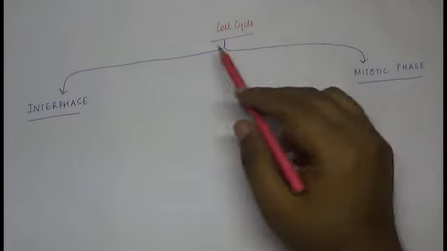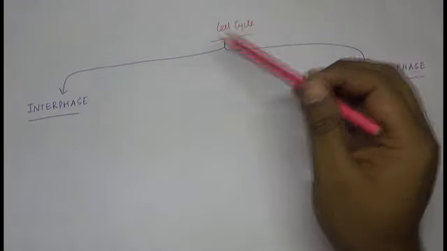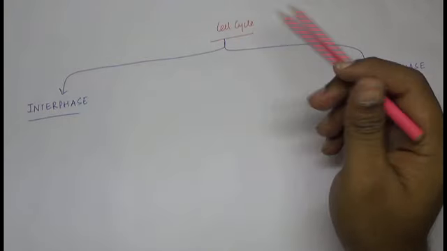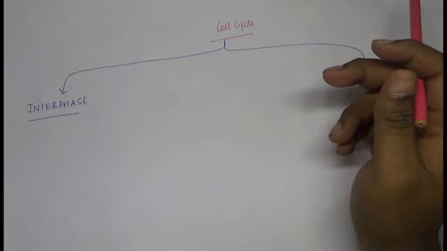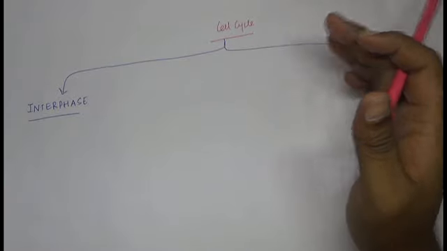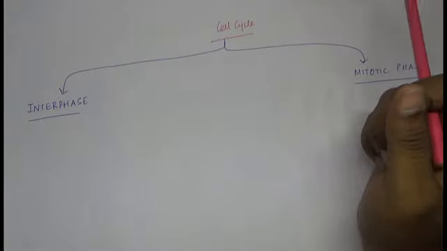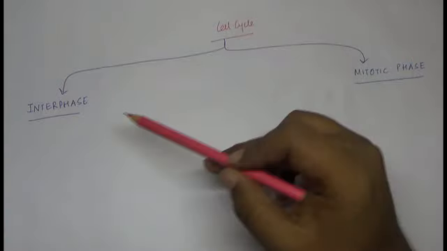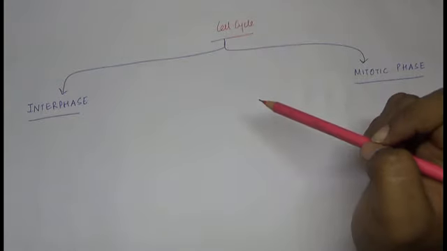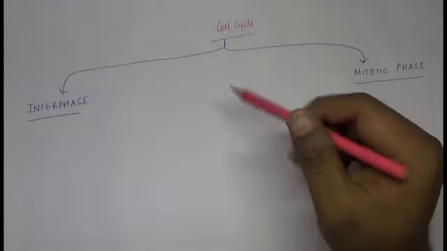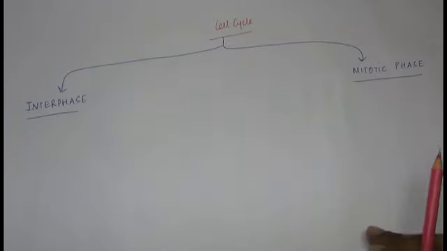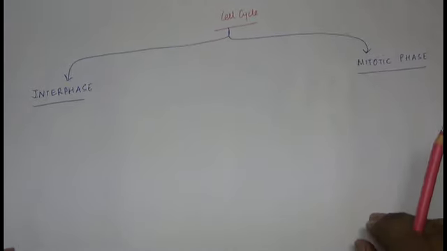Coming to the term cell cycle. What do you mean by cell cycle? Let's recapitulate. The entire sequence of events happening between one cell division and the next is termed as cell cycle. Cell cycle basically comprises of two phases. One is called the interphase and two is called the mitotic phase.